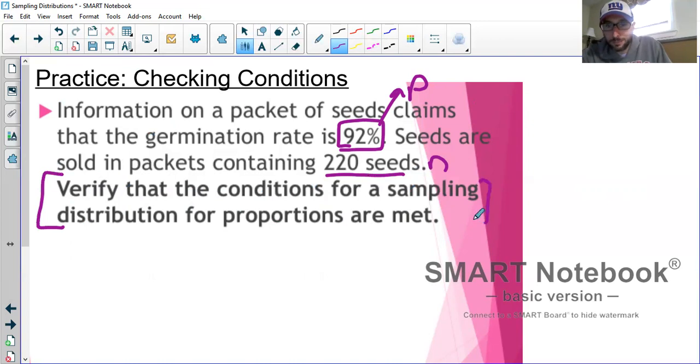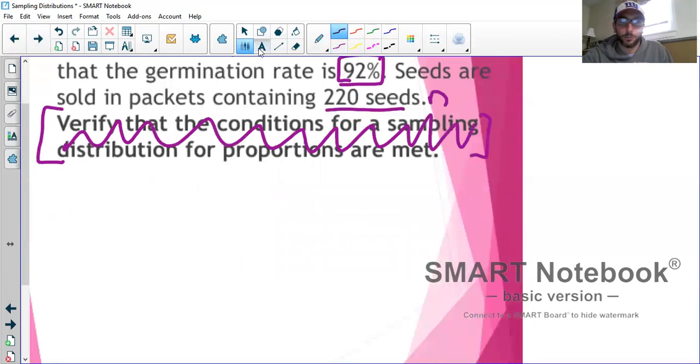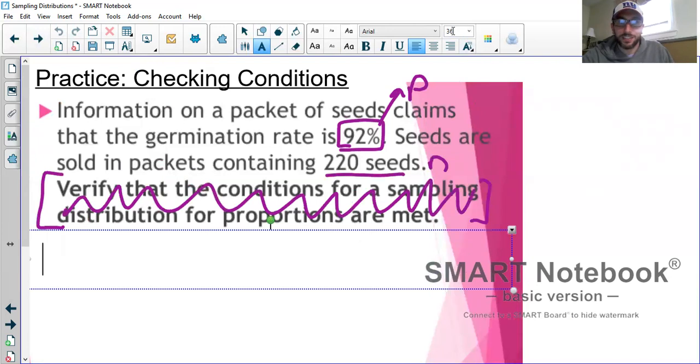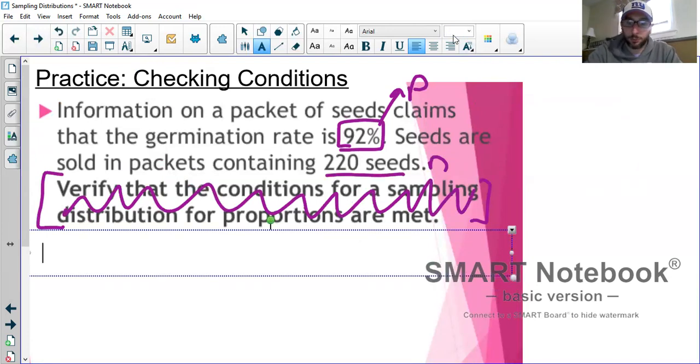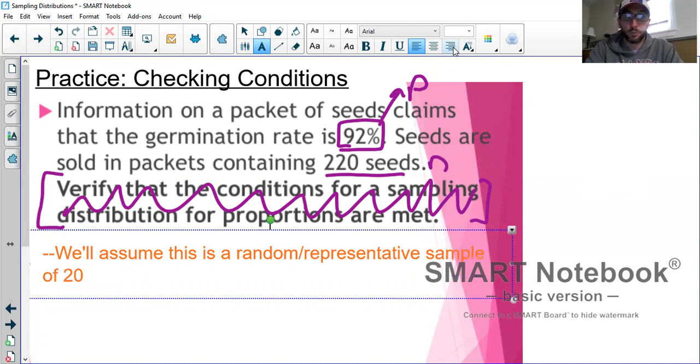This is usually not going to be here as part of the question. Usually it's going to be our responsibility to know that we have to check the conditions. So let's do that. Right off the bat, it never says in this context that this is a random sample. That is not going to happen on the AP exam. It's going to say random sample, but for now, we'll assume it's a random, or you could assume it's a representative sample of 220 seeds.